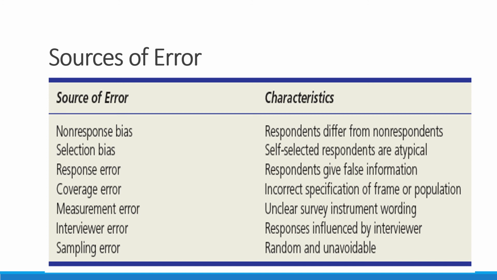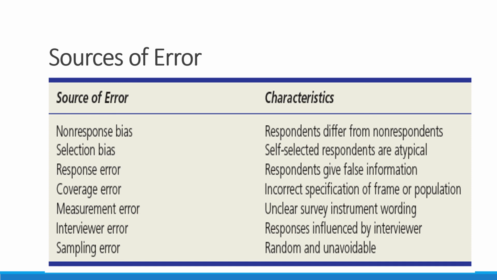The third error is coverage error. In this error, maybe the population is not defined correctly. If we are collecting data about customers of a specific company, sometimes customers of other companies are included within the sample, and this is due to a bad definition of the actual population of the study.